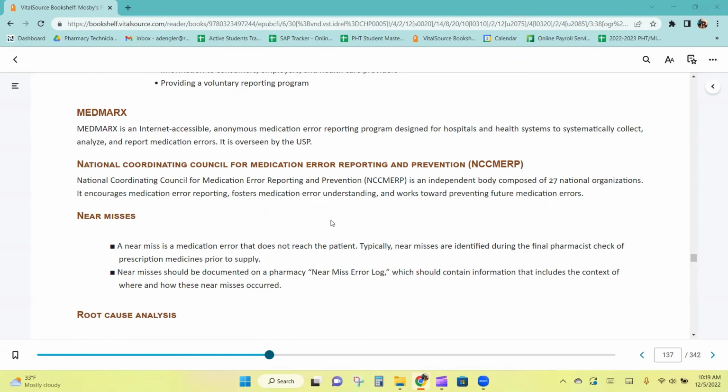A near miss is a medication error that does not reach the patient. Typically, near misses are identified during the final pharmacist check of a prescription. Near misses should be documented on a pharmacy near miss error log, which should contain information that includes the context of where and how these near misses occurred.